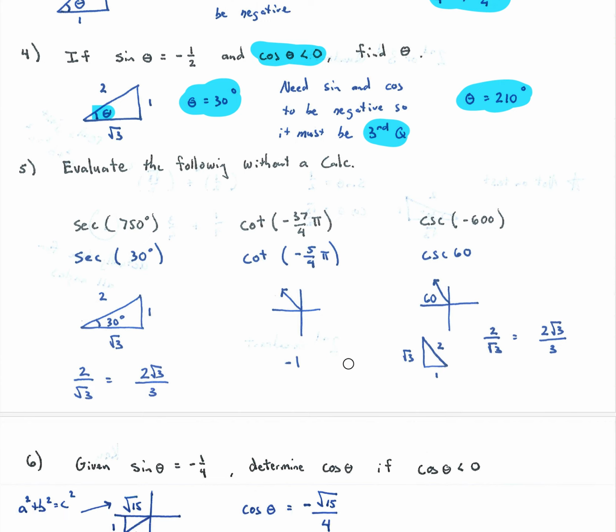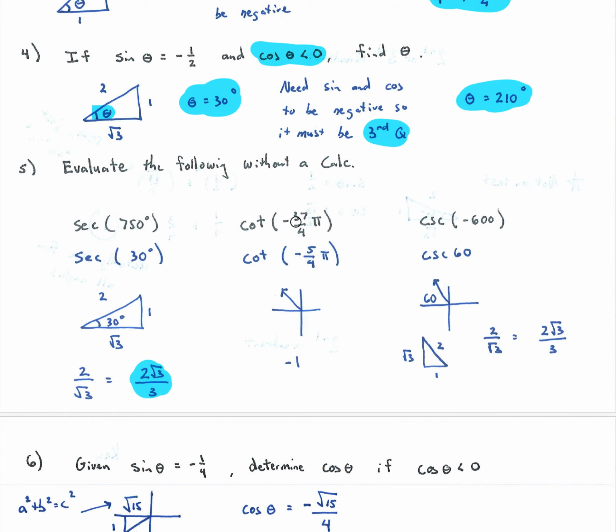All right, these are just done without a calculator, so just take 750 and go around twice, vroom, vroom, and then you're left with 30. Secant of 30, go ahead and draw your triangle. Secant of 30, secant is hypotenuse over adjacent. So you get 2 over radical 3, which we then write as 2 radical 3 over 3.